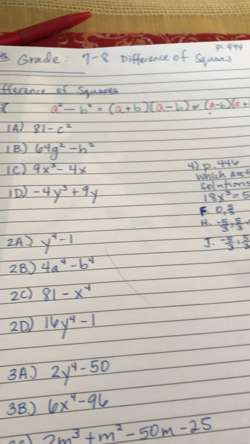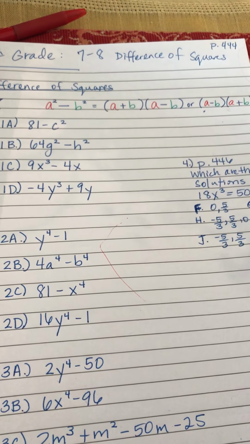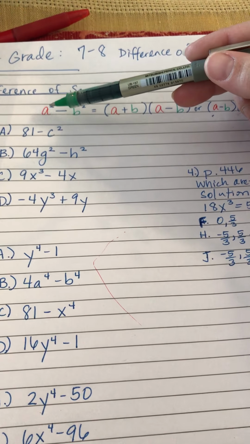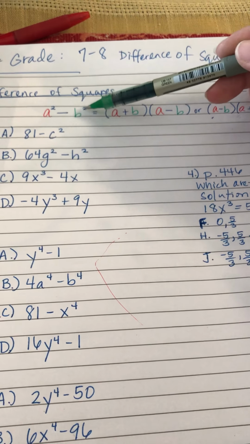For ninth grade, 7-8, the difference of squares. This is on page 444. This one is a really easy section if you know the formula. So here you have a squared minus b squared.